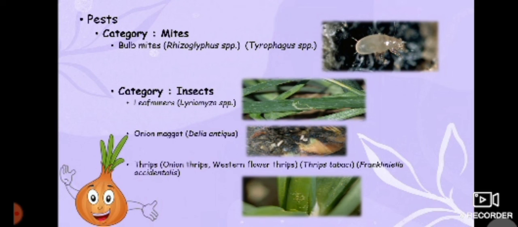Next are the thrips: onion thrips, western flower thrips, or Thrips tabaci or Frankliniella occidentalis. The symptoms: discolored, distorted tissue and scarring of leaves. Severely infected plants may have a severely damaged appearance.